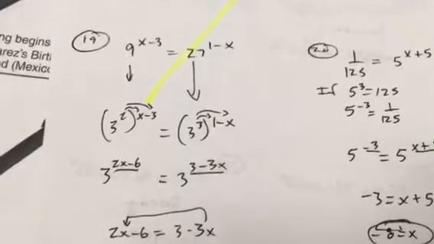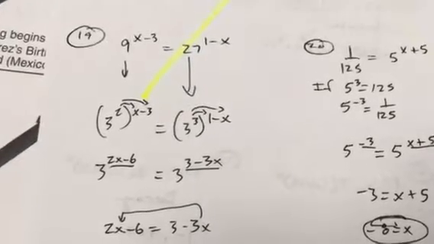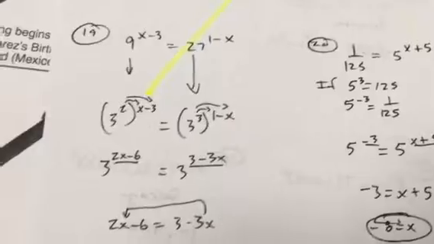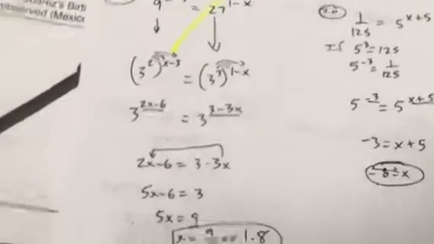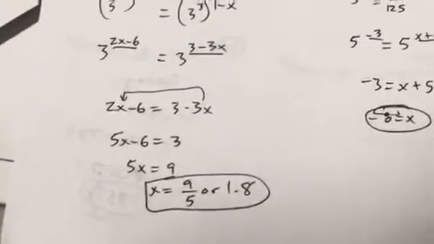So 9 and 27 can be made into base 3. 9 is 3 squared. 27 is 3 to the third. When you have a power to a power, you multiply the powers as I show you there. When the bases are the same, set the powers equal to each other. That's what you get for x.